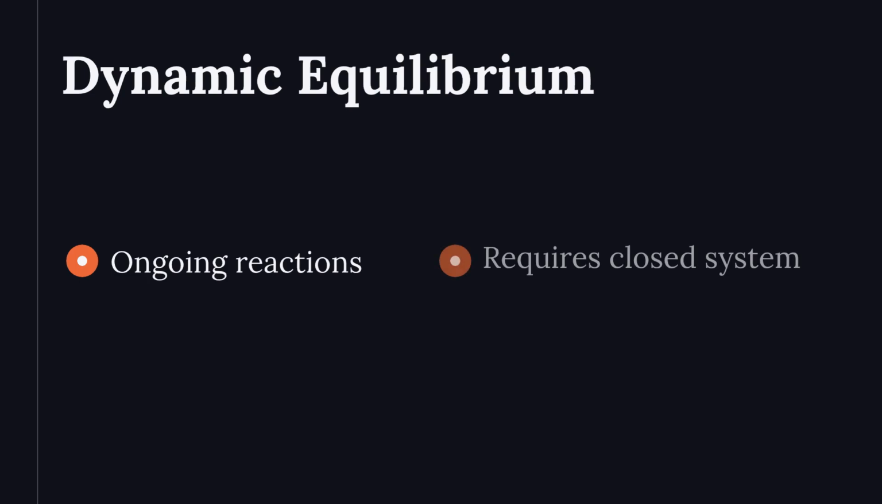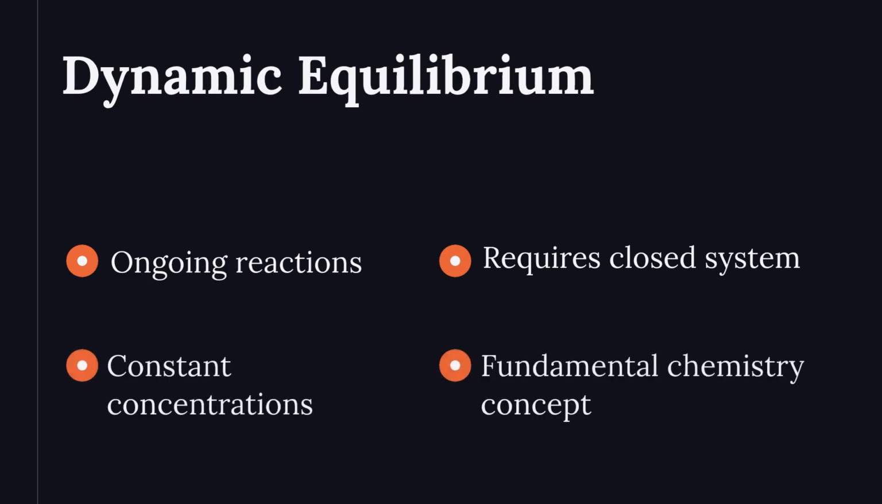Dynamic equilibrium involves ongoing reactions. It requires a closed system for balance. Concentrations of reactants and products remain constant. Understanding this concept is fundamental in chemistry. It is crucial for mastering chemical reactions.